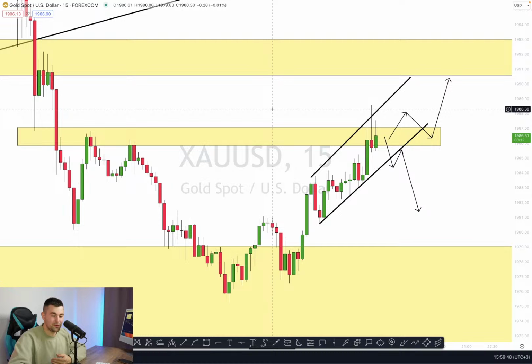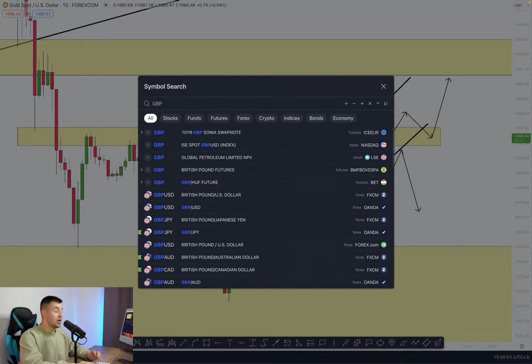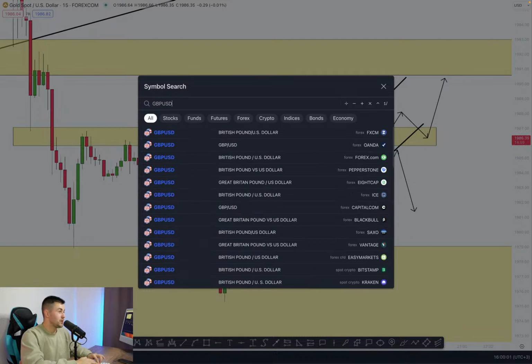I see a question from Fury about the pound dollar pair. Let's check this one. By the way, I still don't get if you want me to check the dollar index for you. Yeah, give me a yes, and I will share with you the analysis.